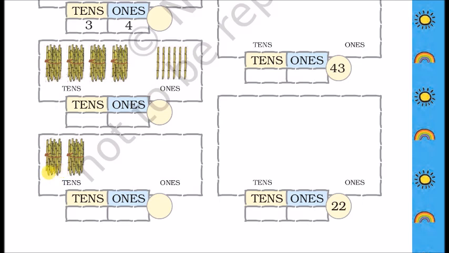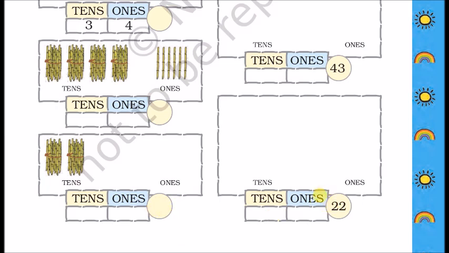How many tens are here? 1 and 2. Right? 2. 2 tens. And how many ones? 0. So 0. 2 and 0, 20.